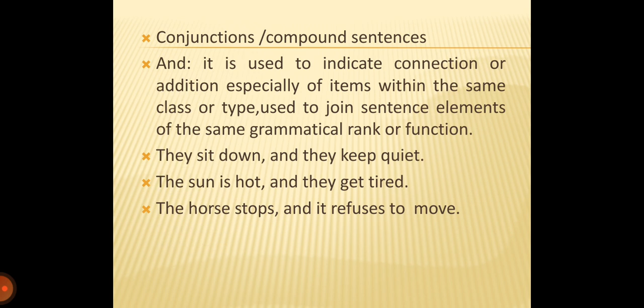Let's move to conjunctions or compound sentences. How do we combine sentences together? The first way is to use and, but. And is used to indicate connection or addition, especially for items within the same class or type. It is used to join sentence elements of the same grammatical rank or function, which means that and is used to join sentences, to compound or conjoin sentences if they are similar according to negative or affirmative.